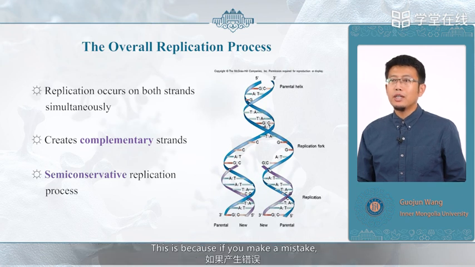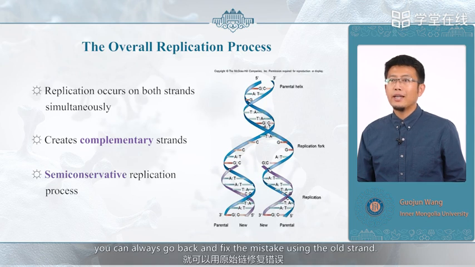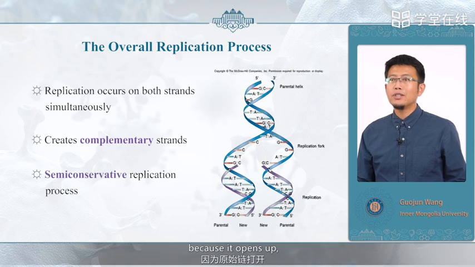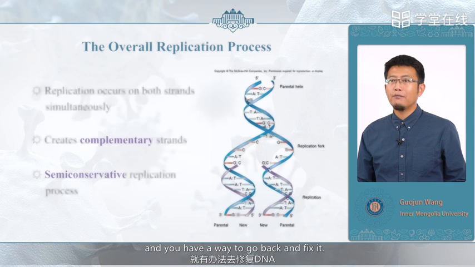This is because if you make a mistake, you can always go back and fix the mistakes using the old strand. So that is the reason why we always like the semi-conservative, because it opens up, you build two new strands, and you have a way to go back and fix it.